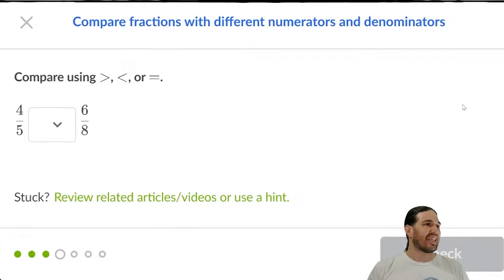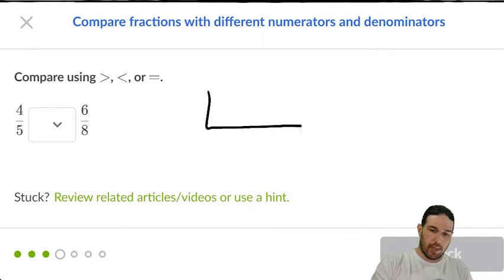Four-fifths and 6/8. Now, this is a tough one. This is a really tough one. Finding a common denominator here would be pretty gross. It wouldn't be very easy or simple to do. So instead, I'm going to go ahead and use our rectangle diagrams.